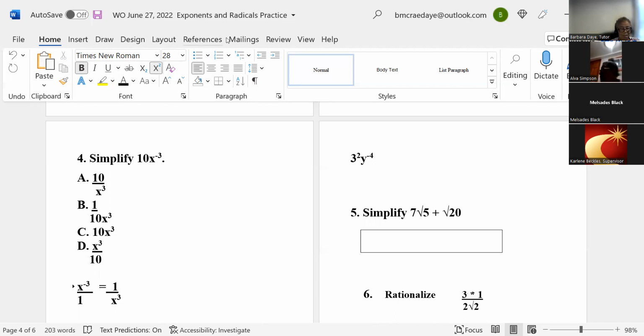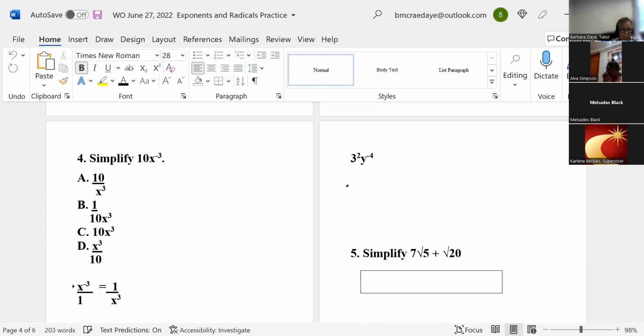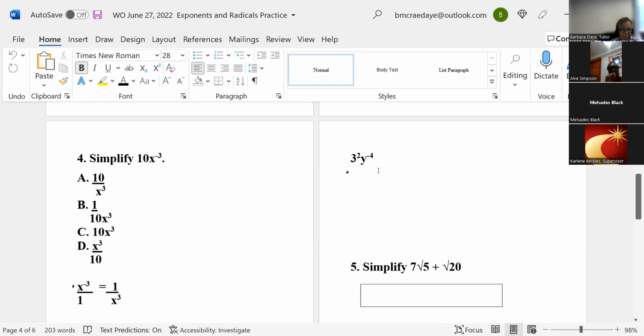Where are you now, Miss Barbara? I'm on the other side, Alma. Are you moving your screen over? It's on my right. I don't know if yours would be right or left. Are you on number 5? No, I'm not on number 5. I'm still doing examples of negative exponents to make sure you understand it. So I'm giving another example. 3 to the second power, y to the -4.